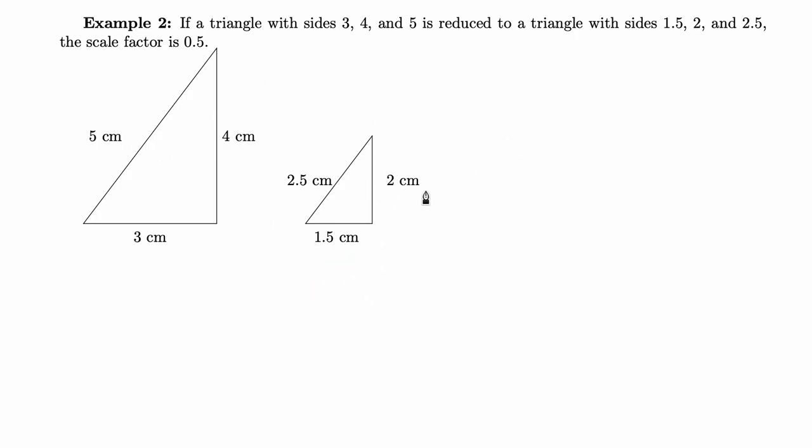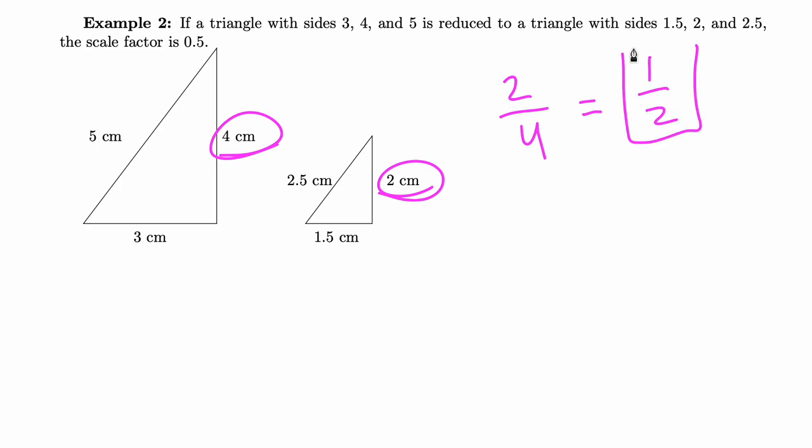Algebraically, if we couldn't just do that in our heads, we would just pick two corresponding side lengths and we would just divide them. 2 divided by 4 is the same as 1 over 2. So we would say that our scale factor is 1 over 2.